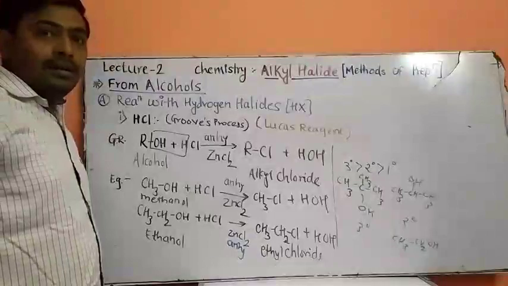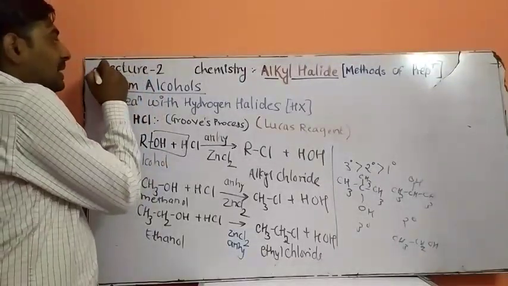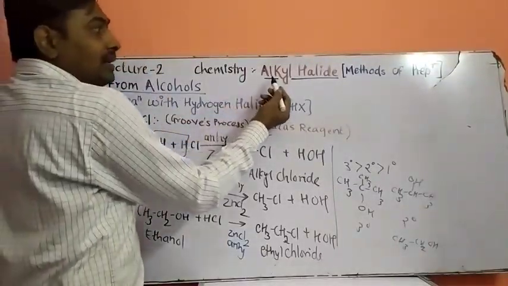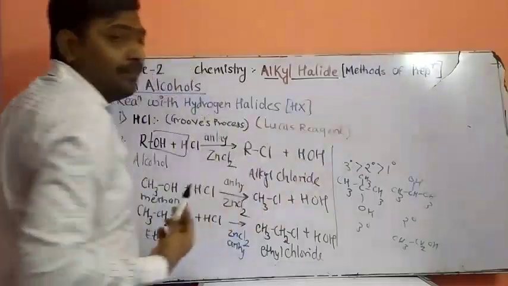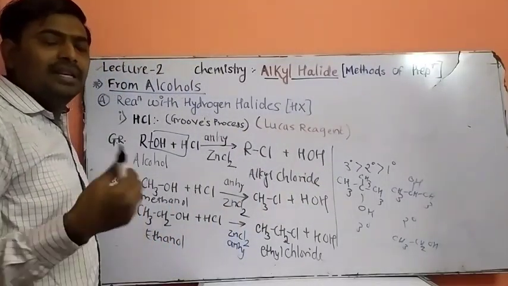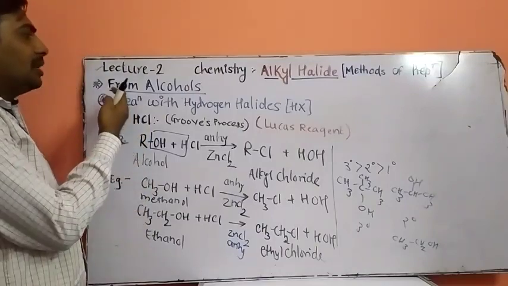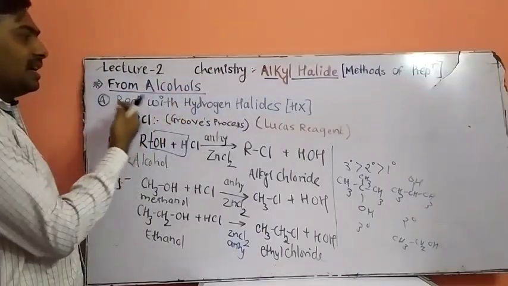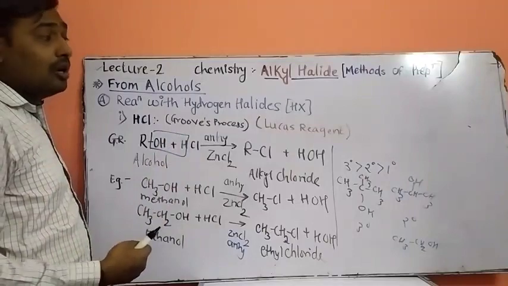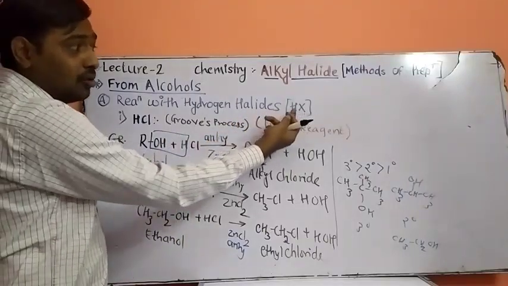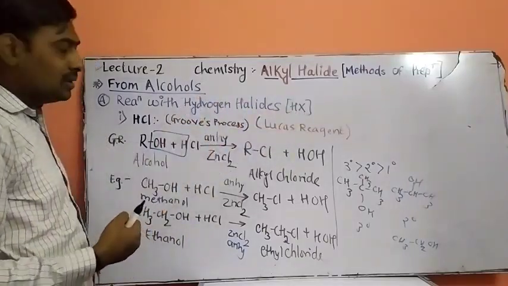Hello guys, we'll discuss lecture number 2, which covers alkyl halide methods of preparation. Alkyl halides can easily be prepared from different types of alcohols. We'll discuss the first method, preparation of an alkyl halide from alcohols by reaction with hydrogen halides, also called halogen acids because they give H plus ions in solution.